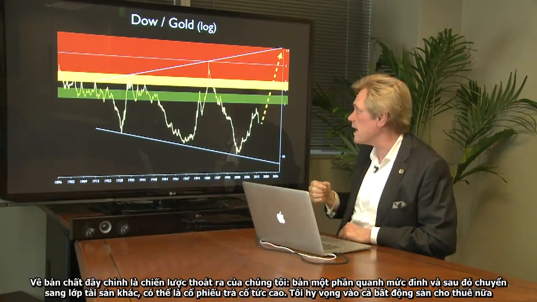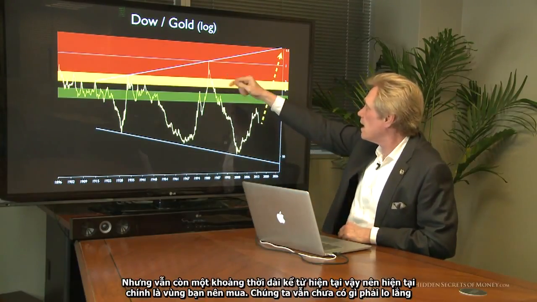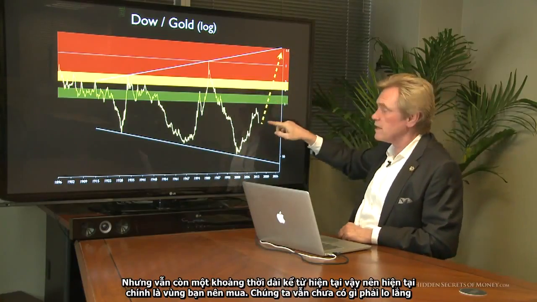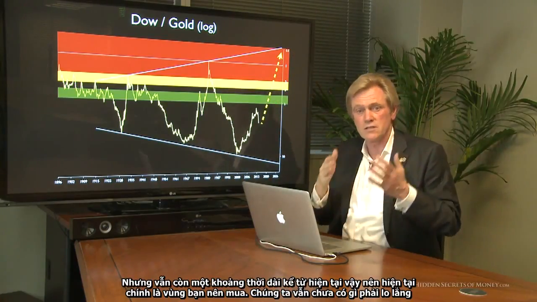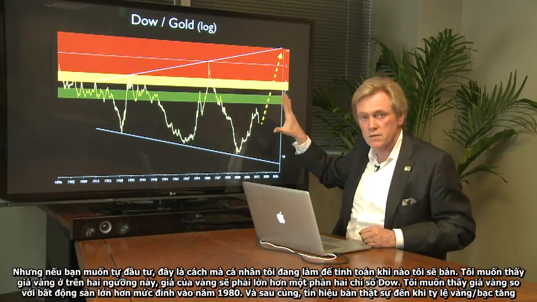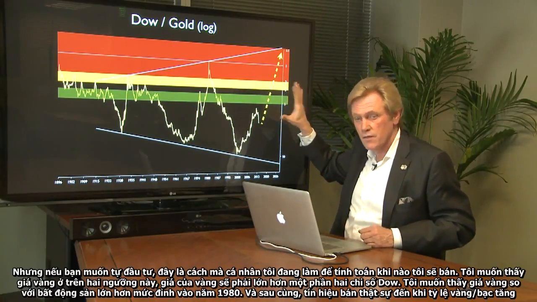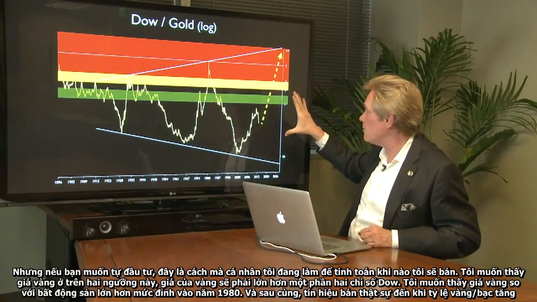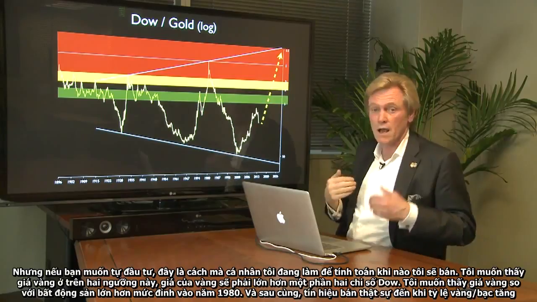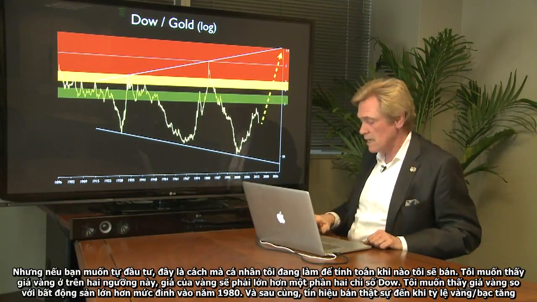I'm hoping it's cash flow real estate. But we do have a long way to go from today, so right now is just a buy zone. There's nothing to worry about yet. But if you want to do these things on your own, this is the way I am using to calculate when I am going to sell personally.